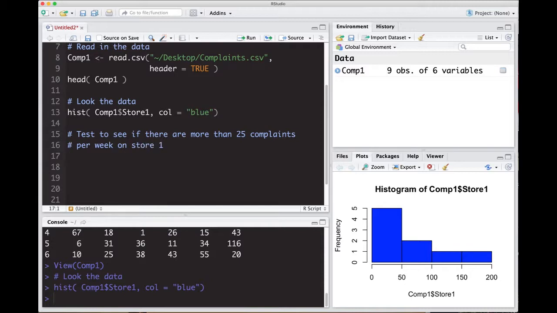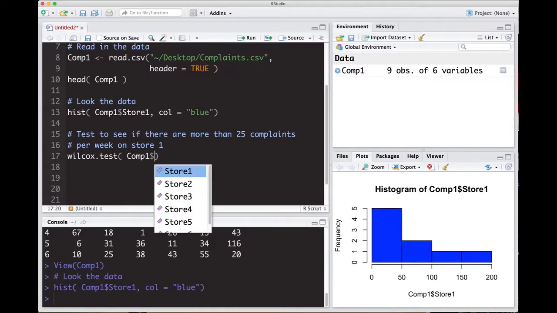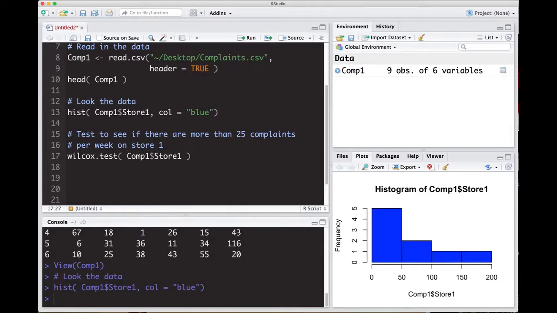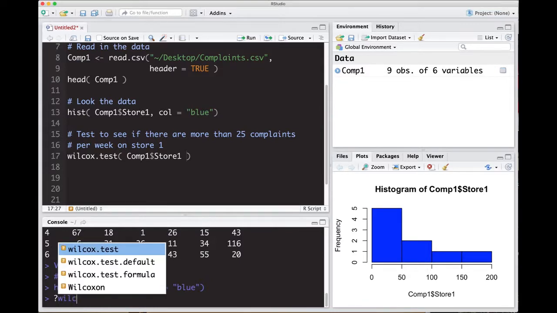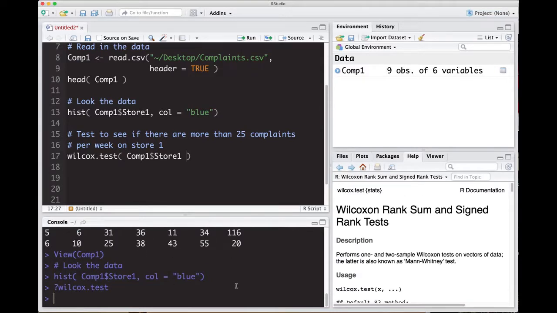Okay, so what we're going to use is what's called the Wilcoxon Test. And it's also known as the Mann-Whitney test if there's more than one variable. But we're just going to run with this right now. So I'm going to do comp 1, $store 1. And if we run this, we're going to have a problem. So what we should do real quick, so you get used to this, because sometimes you want to look at the help and sometimes you don't. But if you only have one variable, let's look at the test and see what pops out.